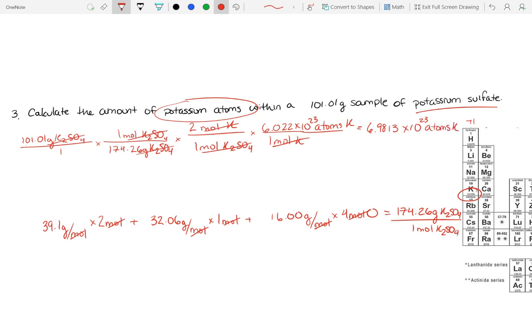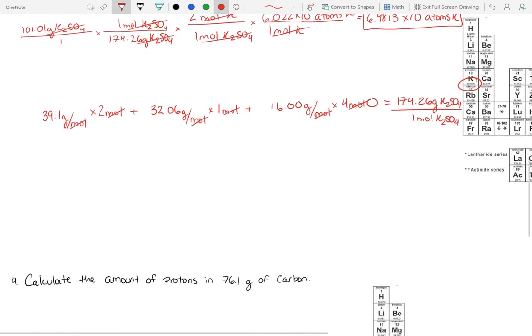Alright? And notice here that even though this number looks weird, the question gave us 5 significant figures, so I made sure that I included 5 significant figures in my answer. So sig figs still do matter, so make sure you include them, right? They don't just go away after the first exam. So yeah, that's how many atoms there are within the sample of potassium sulfate.